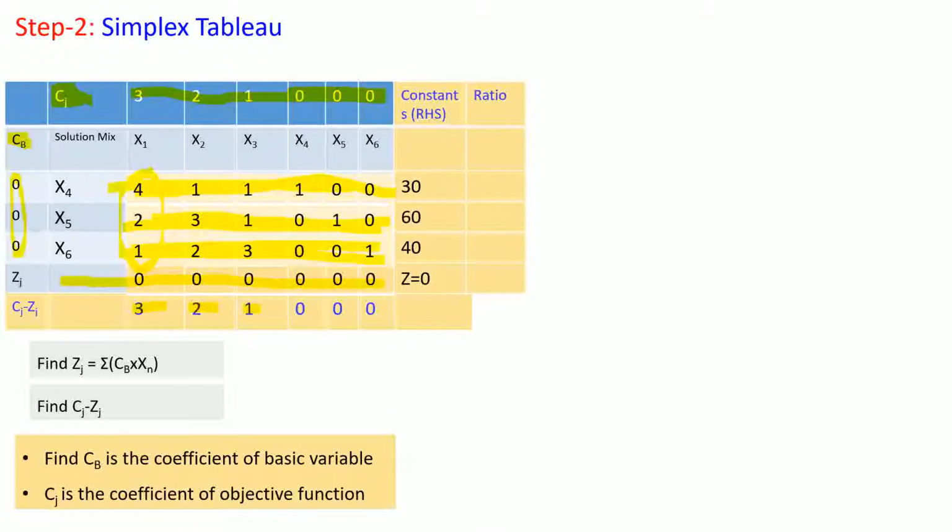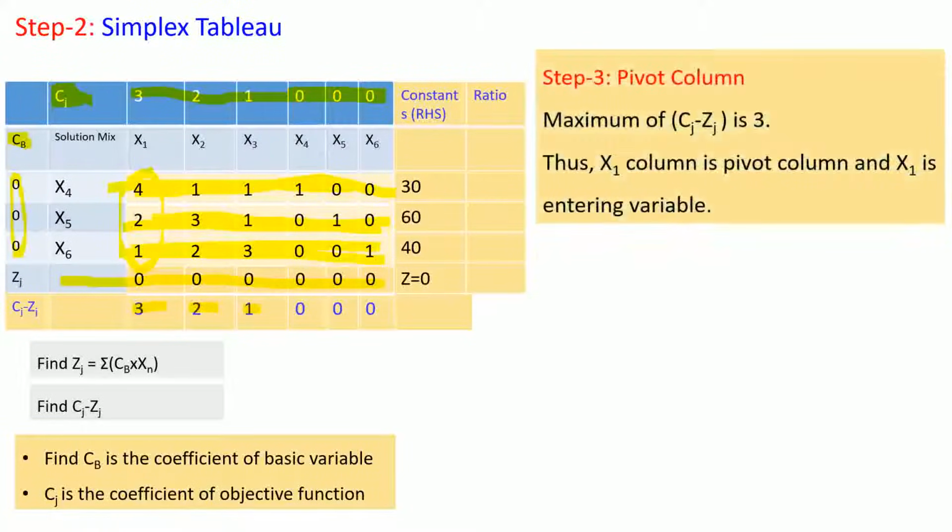So let's move to step 3, that is finding the maximum positive value of CJ minus ZJ. The maximum positive value of CJ minus ZJ, as you see, is 3. So our pivot column becomes the X1 column. This column is our pivot column because the CJ minus ZJ value is the maximum, that is 3; 2 and 1 are less than 3. So the X1 column is the pivot column, and X1 is the entering variable.